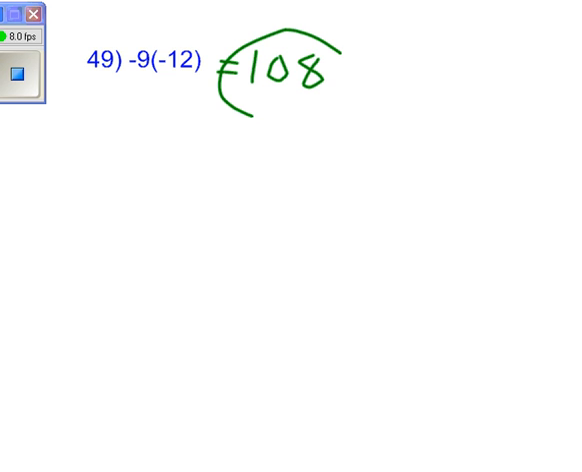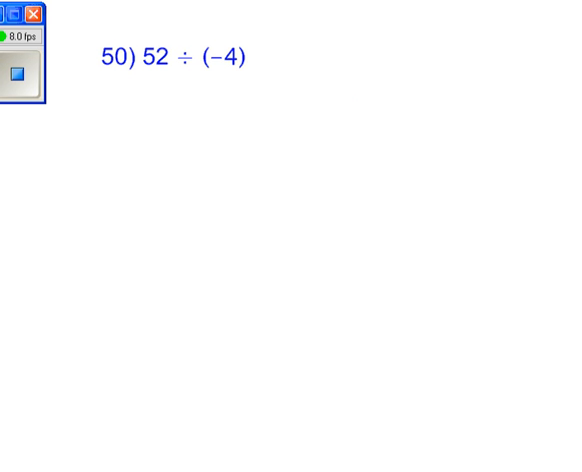All right, now we're finding the product or the quotient. Here is 49, and it is a negative 9 times a negative 12. Negative times a negative is a positive. 9 times 12 is 108. 50, 52 divided by a negative 4. Positive divided by a negative, the signs are different. It's going to be a negative. And 52 divided by 4 is 13. Negative 13.